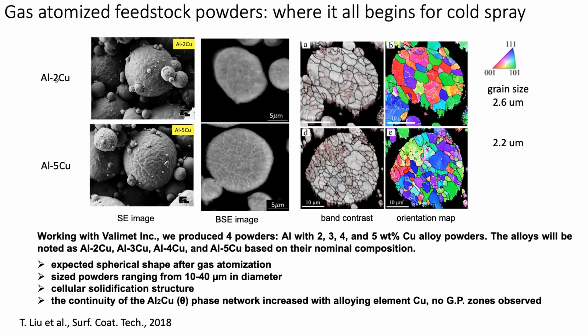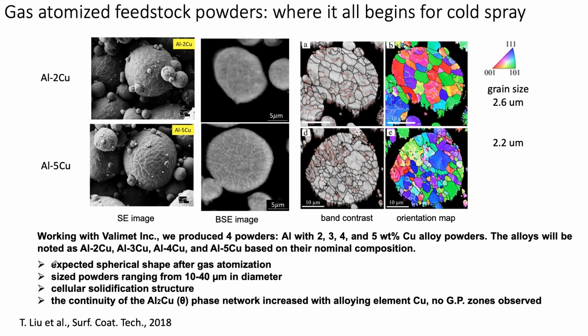We're looking at aluminum 2 weight% copper and aluminum 5 weight% copper powders. You can see a secondary electron image of the outside and backscatter electron images of the inside. EBSD allows us to visualize what the grain structure looks like, and we can measure that grain size. We find that it's somewhere between 2.2 to 2.6 microns for these particles. We looked at more than just one particle, but on average, we got values that look like this.